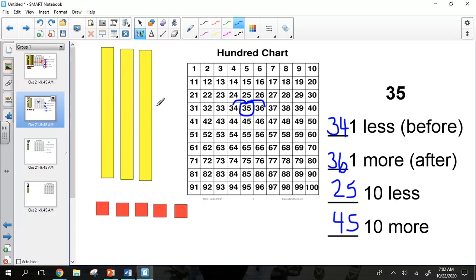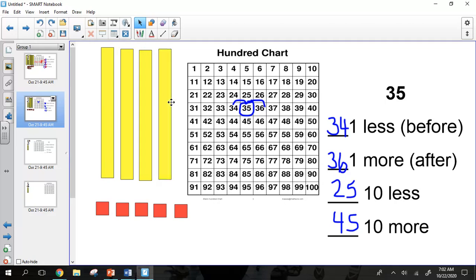All right, let's do away with that. Now let's think. We have 35. We want to add 10 more. So instead of 3 tens, how many are we going to have? Go ahead and mentally think that. Yeah, we're going to have 4 tens, which is 45. So that's 2 different ways you can think about adding 10 more, 10 less, 1 more, and 1 less.